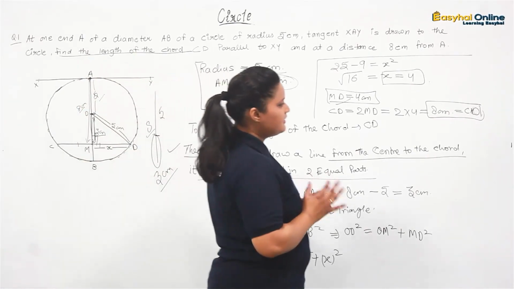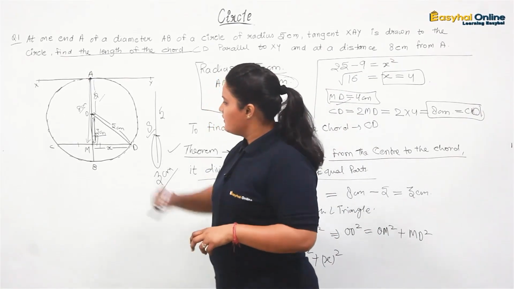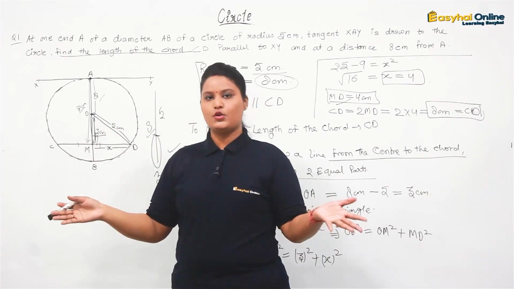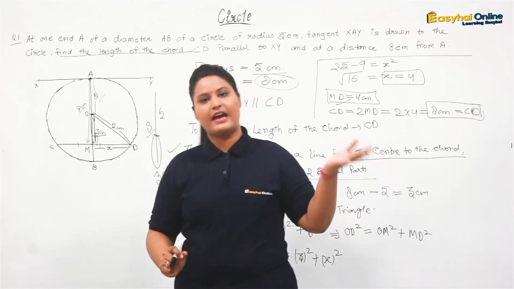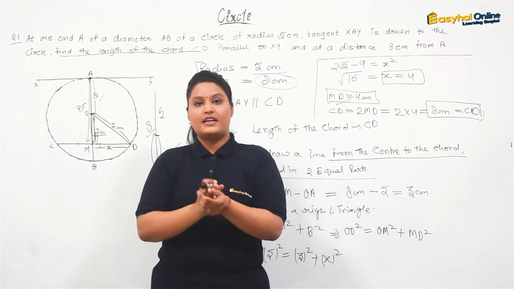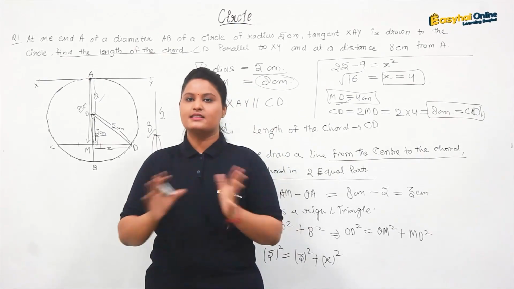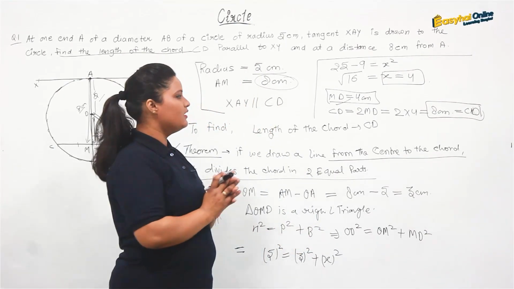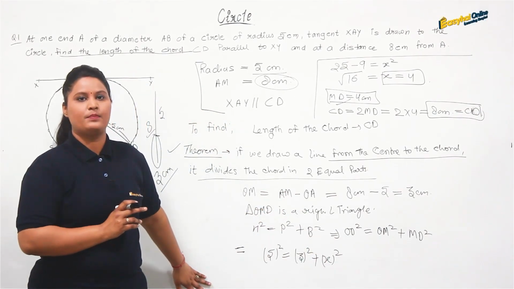Isn't it easy? What we have done here is just find the length of OM and apply the Pythagoras theorem. And one more theorem which you have already learned in class 9: any line drawn from the center to the chord divides it into 2 parts and also makes a 90-degree angle. That was the very easy theorem you learned earlier, and you only have to apply the Pythagoras theorem to solve this question.